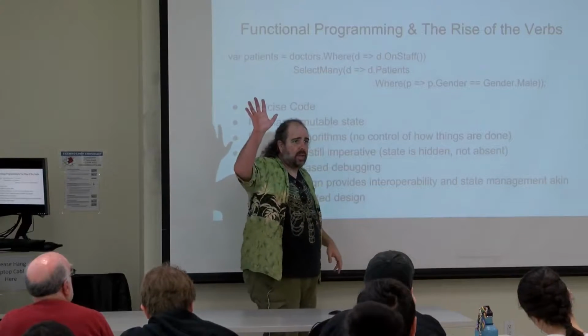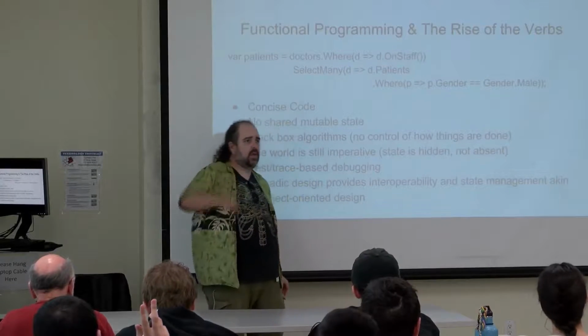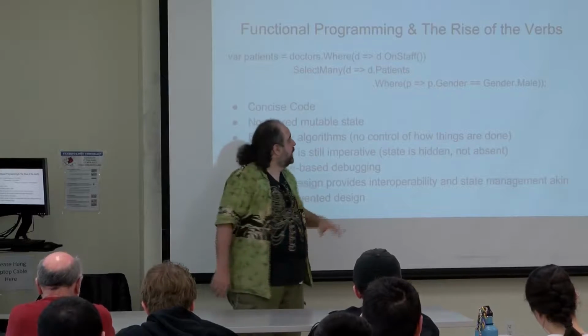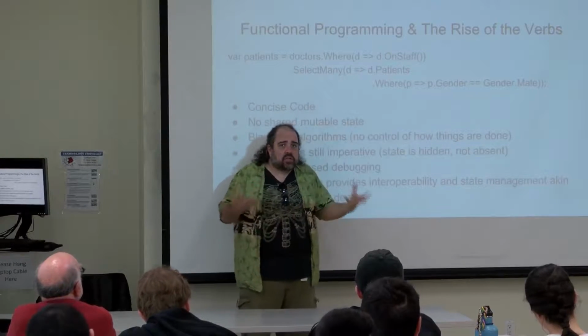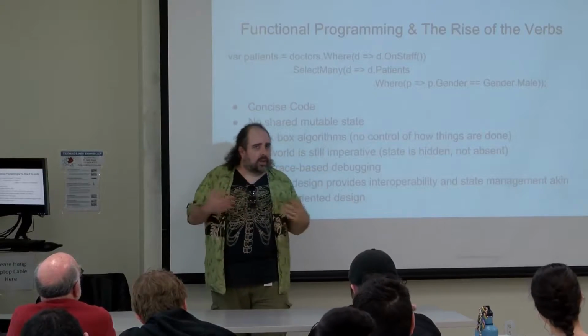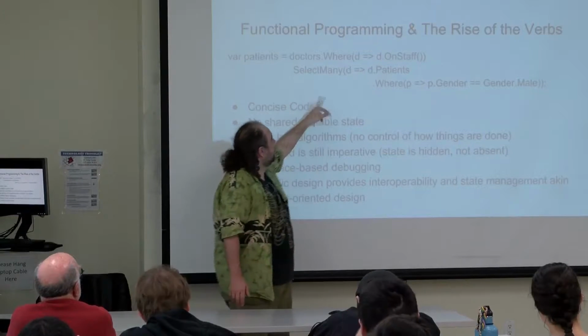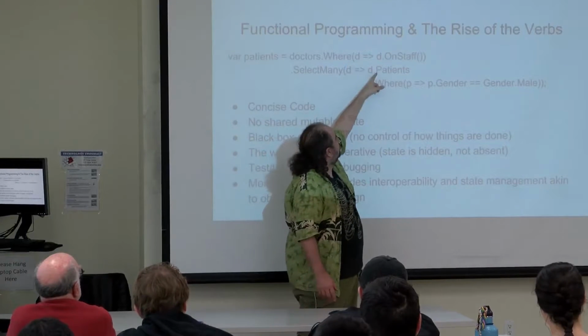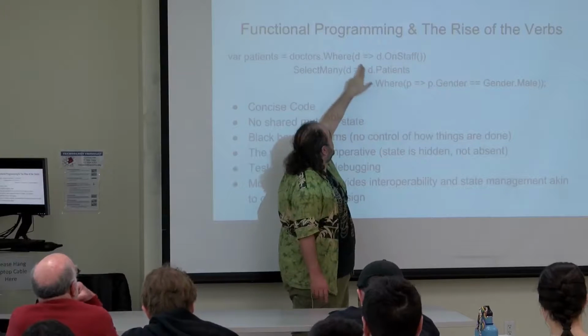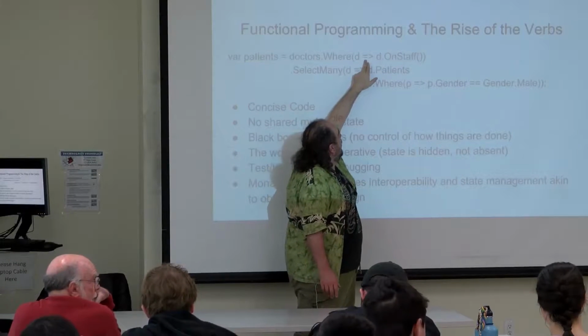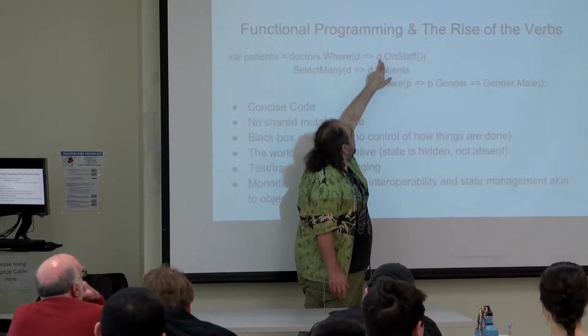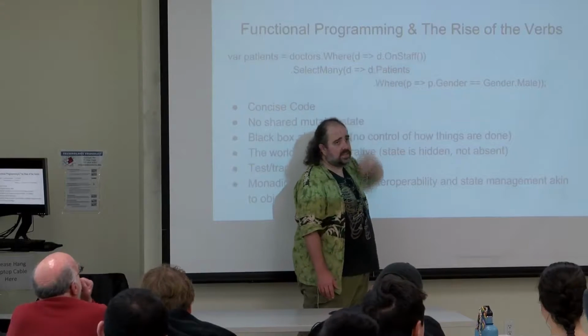Now, how many people have seen lambda functions at all? Okay, good. So a lambda function is a liberated verb. It's a function that just lives on its own without a noun chaperoning it around. And this is the syntax for a lambda in C#. It says there was some function that takes a single parameter d, and it is bound to this operation. Just return if d is on staff or not.